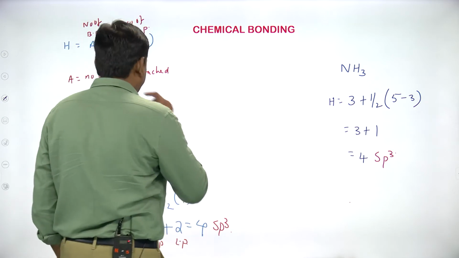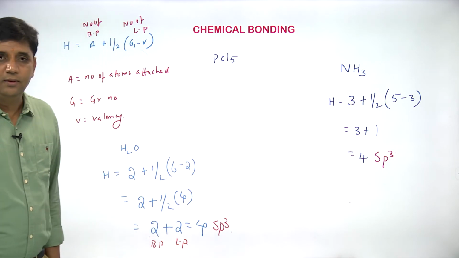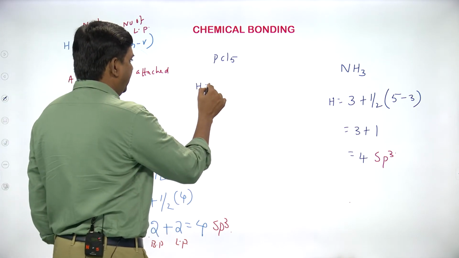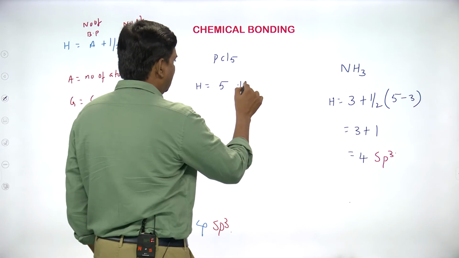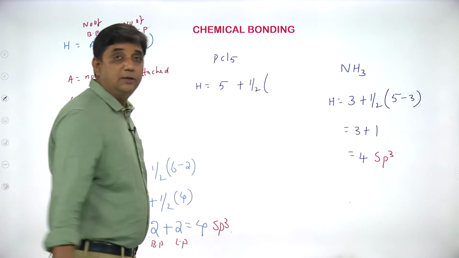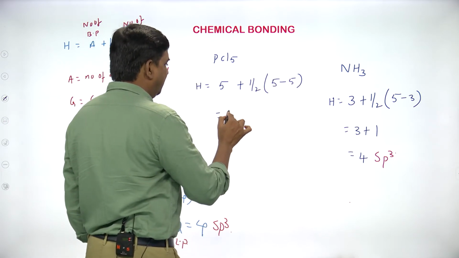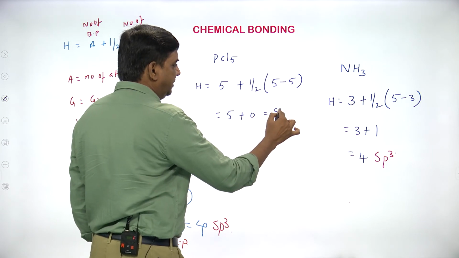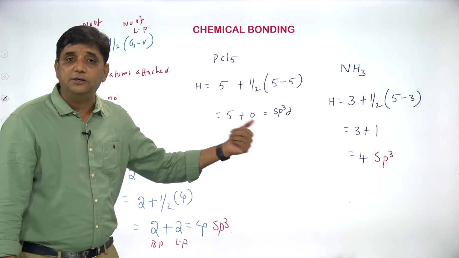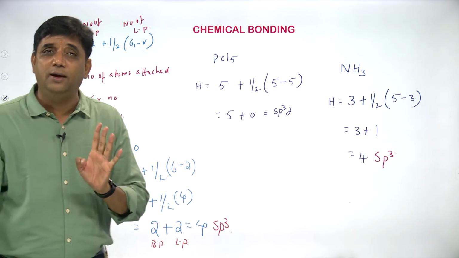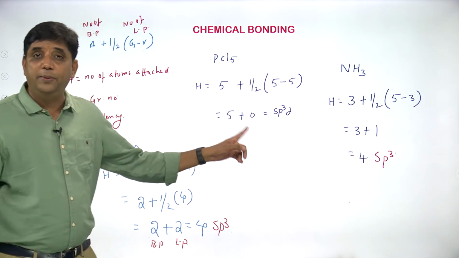The formation of PCl5. Hybridization H is equal to A, the number of atoms attached, which is 5, plus half into the group number of phosphorus, which is 5, minus 5. That is 5 plus 0, meaning sp3d hybridization. Already we know the PCl5 hybridization is sp3d. It is a very beautiful technique to find out the hybridization as well as the number of lone pairs and bond pairs. The number of bond pairs is 5 and the number of lone pairs is 0.